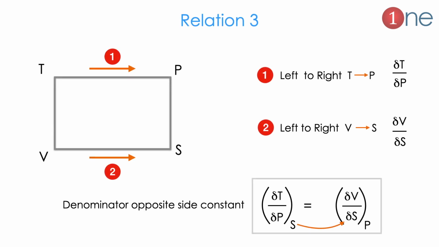Let us see the third one, which is left to right, where left starts from T and ends with P, so ∂T/∂P, and starts with V and ends with S, so ∂V/∂S. So we write as an equation ∂T/∂P equals ∂V/∂S. We will write the opposite thing as a constant here. So it's straightforward and easy.